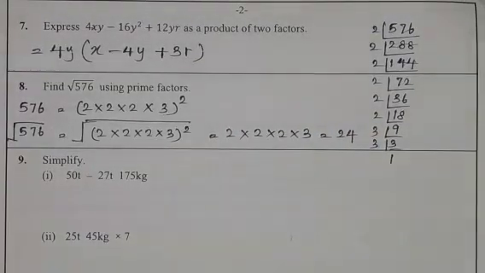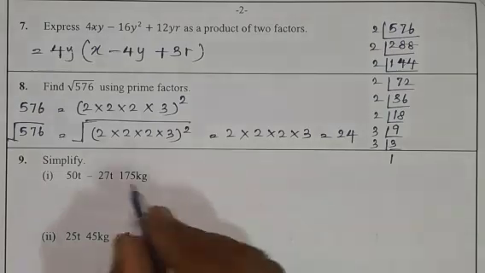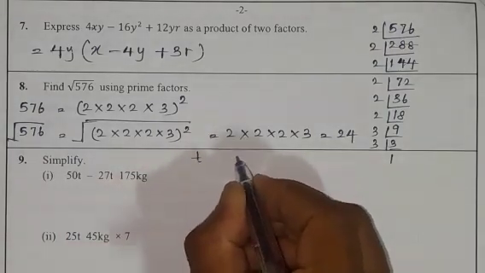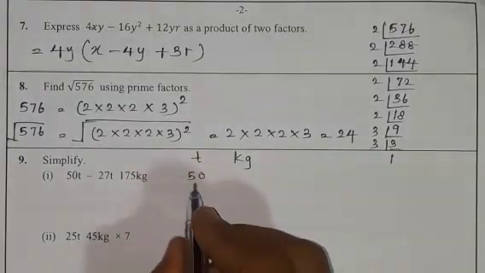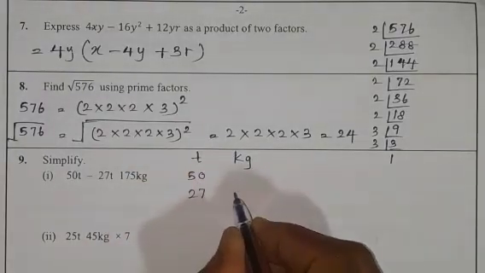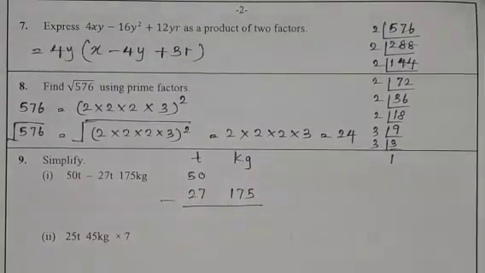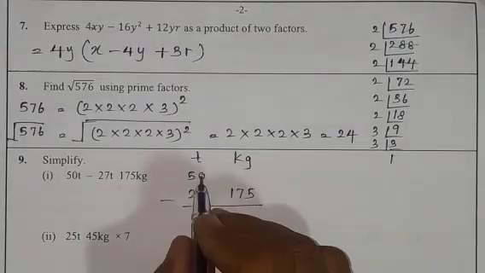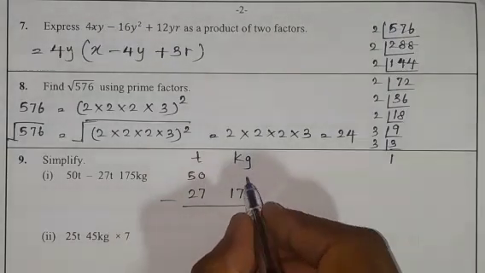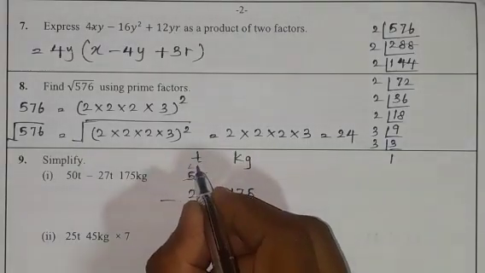Then question number 9. Simplify. 50 tons minus a subtraction. We want to write them one below the other. Tons, kilograms. 50 tons, then minus 27 tons, 175 kilograms. We want to take 1 ton into the kilogram side, then it becomes 1000. 1000 minus 175. Now here the remaining is 49.